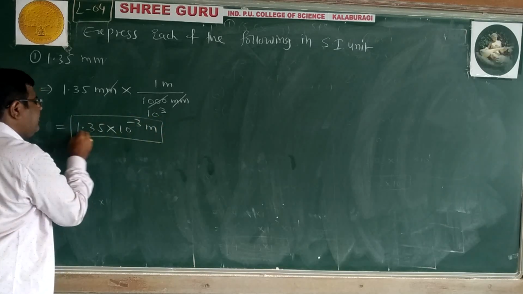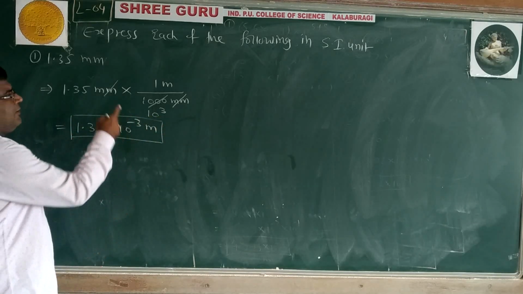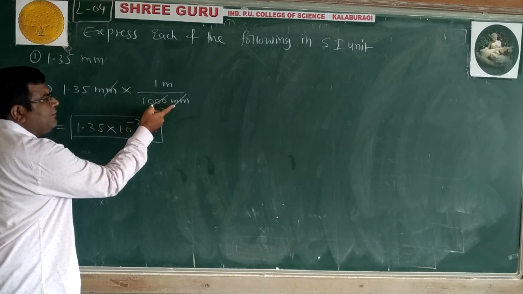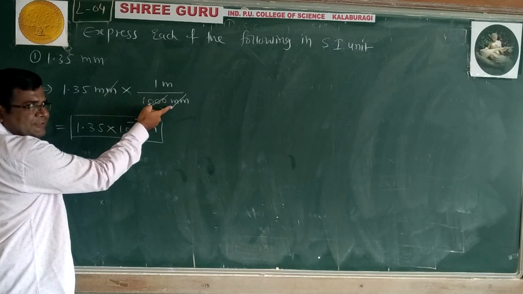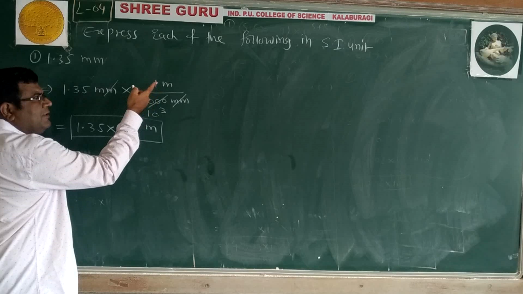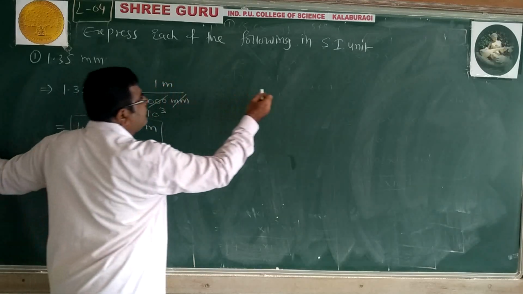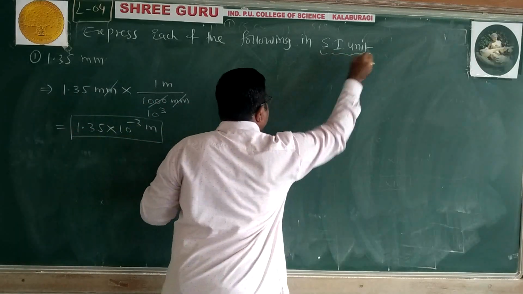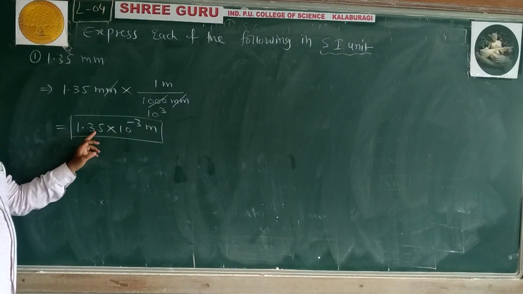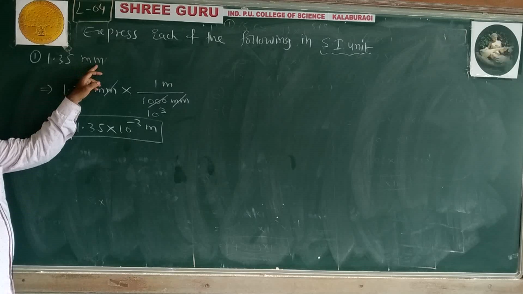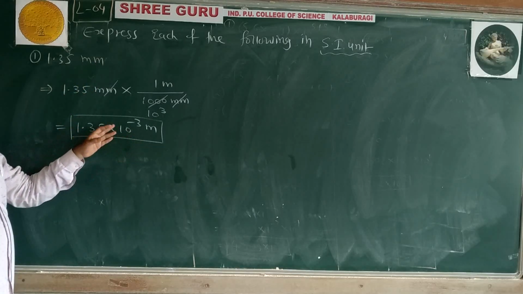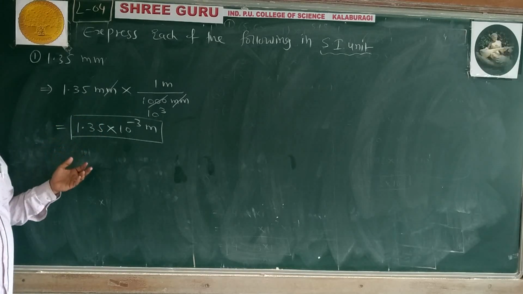Simple, isn't it? Only thing is that we should write appropriately. This millimeter in numerator, this should be in denominator, so that we can cancel it. And that should be related to meter, because it is the SI unit. They ask us to convert this in the SI unit of length. That's why 1.35 millimeter is nothing but 1.35 into 10 raised to minus 3 meter. Very simple. Some examples are difficult.